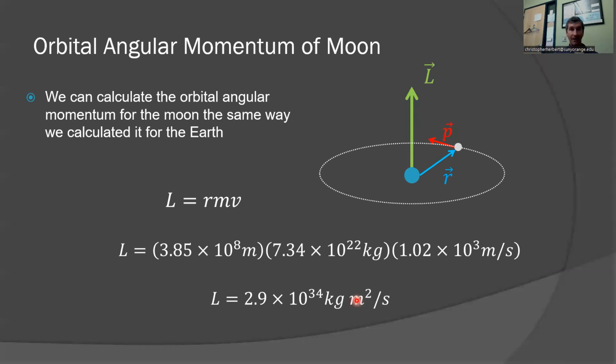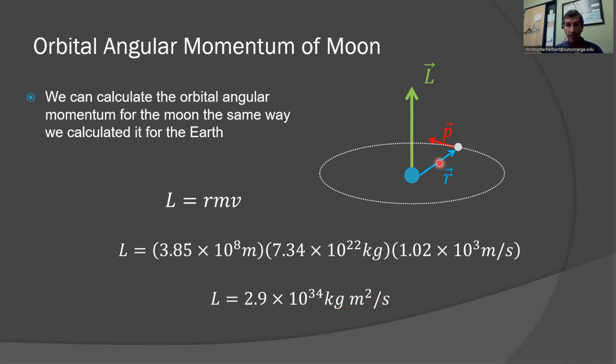Now, again, looking at the orbital angular momentum of the moon this time around the Earth, it's equal to 3.85 times 10 to the 8 meters, that's the radius of its orbit, times its mass, much smaller than the Earth, 7.34 times 10 to the 22 kilograms. And then we multiply it by its velocity around the Earth. Here we get an orbital angular momentum of 2.9 times 10 to the 34 kilograms meters squared per second.